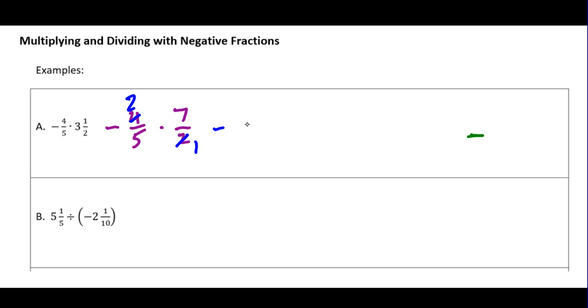And we get negative 14 over 5. And then we can change that to a mixed fraction, which means 5 goes into 14 twice. So we got negative 2 with a remainder of 4. Keep the denominator. Negative 2 and 4/5.